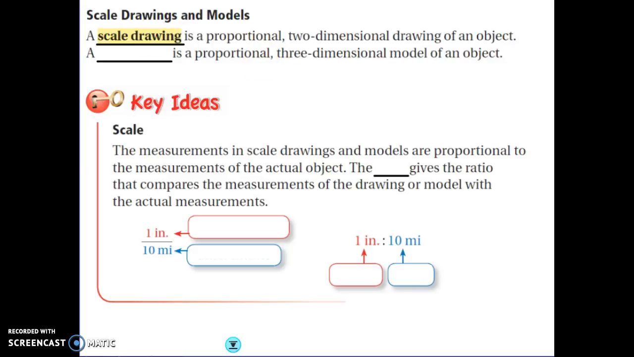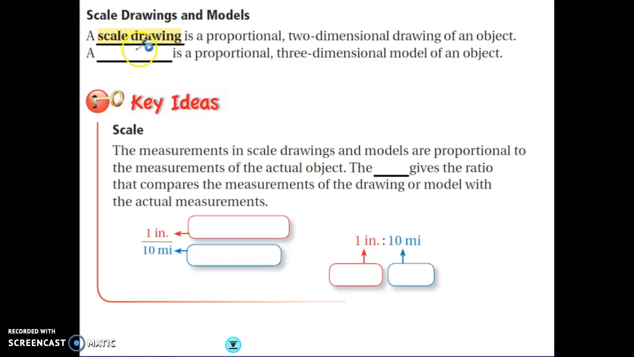A scale drawing is a proportional two-dimensional drawing of an object. All that means is that if I have a drawing, a proportional two-dimensional drawing of it would be the same drawing, just either larger or smaller than the original. Everything would either be doubled or tripled, or maybe cut in half or 1/3, depending on the scale that we use.